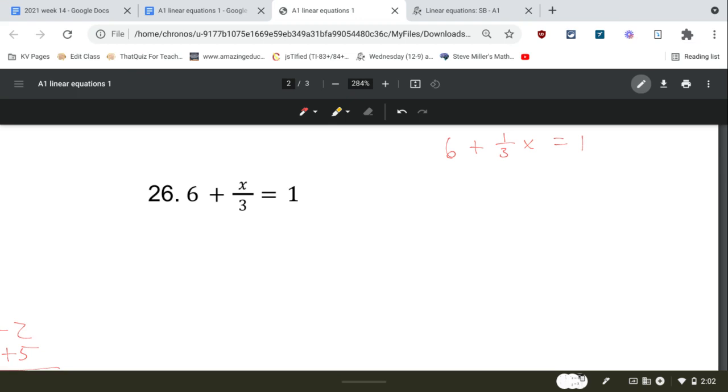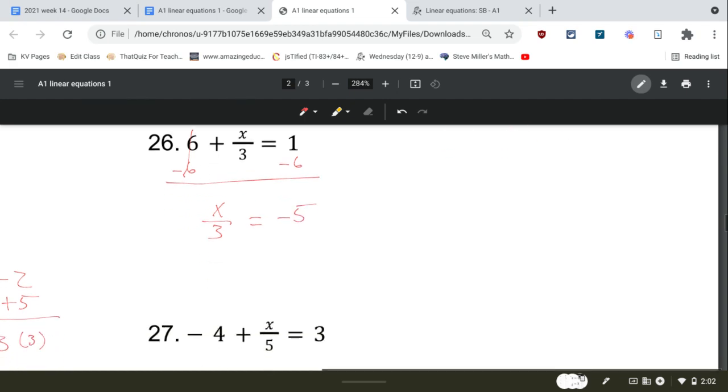What I'm going to do here is move the 6 over. There's different ways of solving it. 6 minus 6 is 0, they cancel. And so you get x divided by 3 is equal to negative 5. To cancel the division by 3, I just need to multiply both sides of the equation by 3, or multiply the whole equation by 3, whatever. The multiplying by 3 and the dividing by 3 cancel. And so I'm left with negative 15, 5 times 3, or negative 5 times 3.